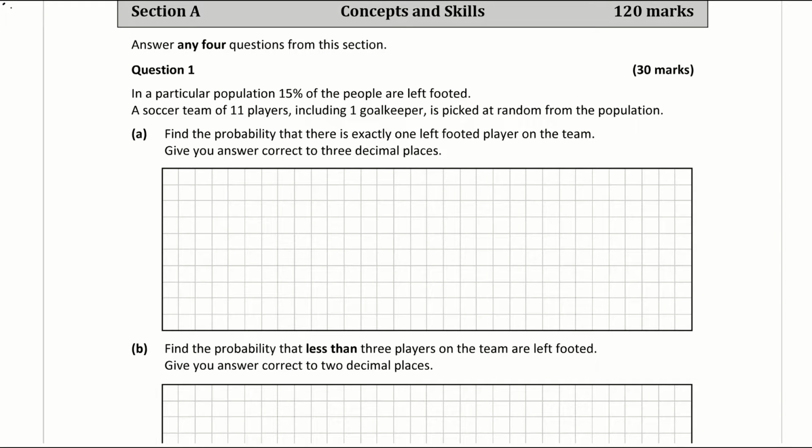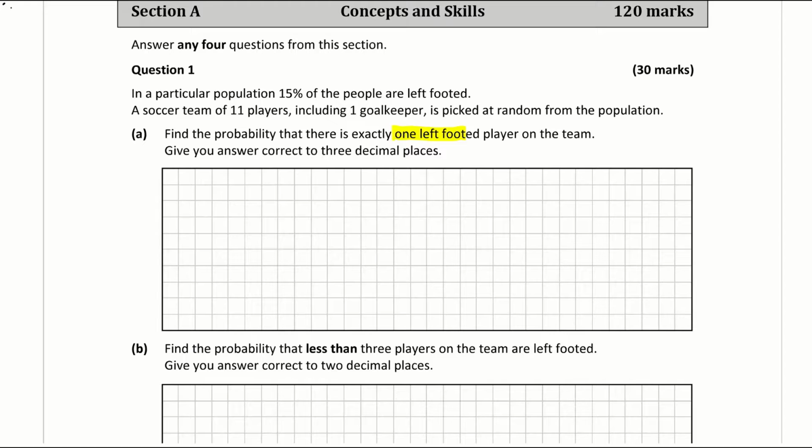Question 1. In a particular population, 15% of the people are left-footed. A soccer team of 11 players, including one keeper, is picked at random from the population. Part A is asking us to find the probability that exactly one left-footed player is on the team. Give your answer correct to 3 decimal places.